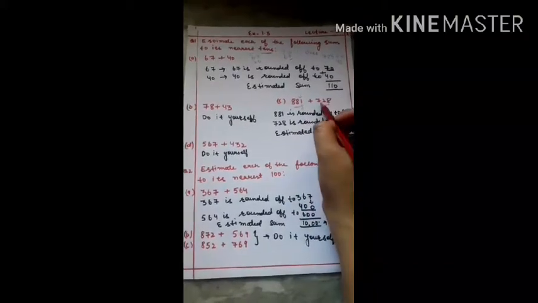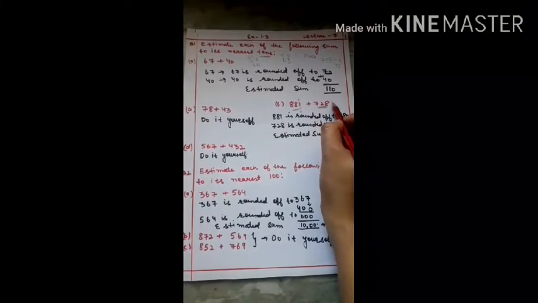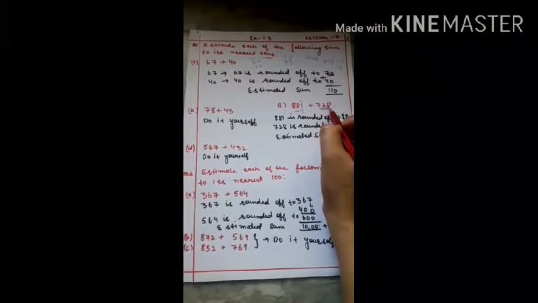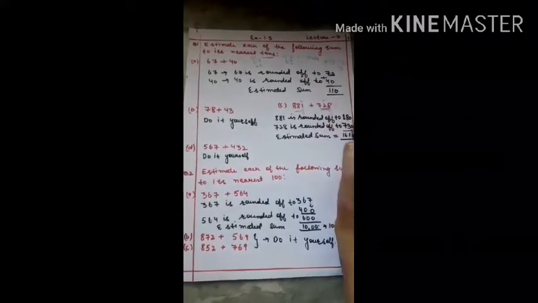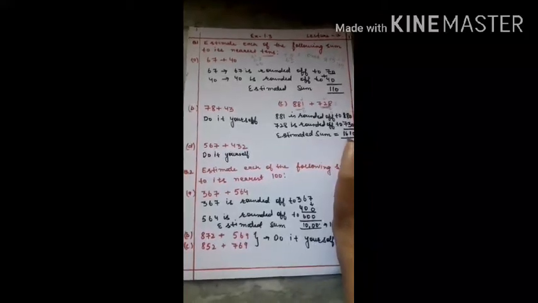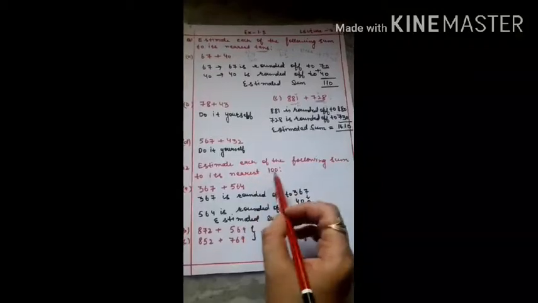Now the turn of 728, 8 is greater than 5. What you'll do, you'll write 0 at the ones place, and you'll add 1 at the tens place. It is rounded off to 730. Now the addition becomes 1610.